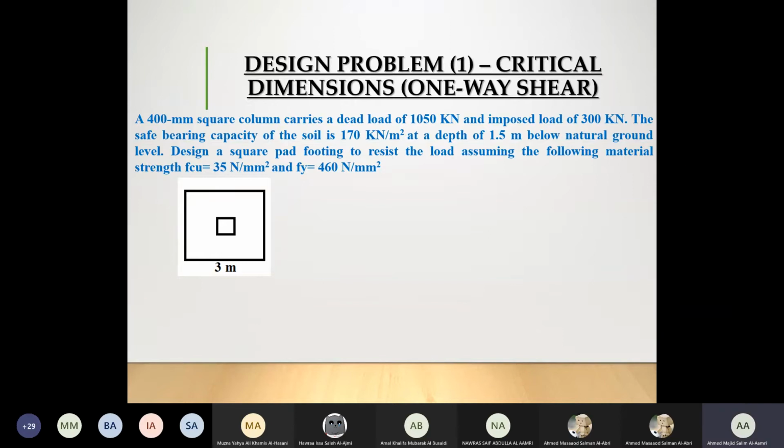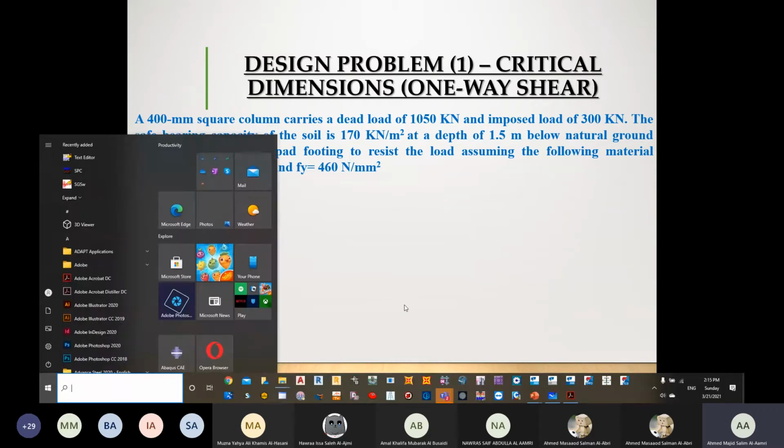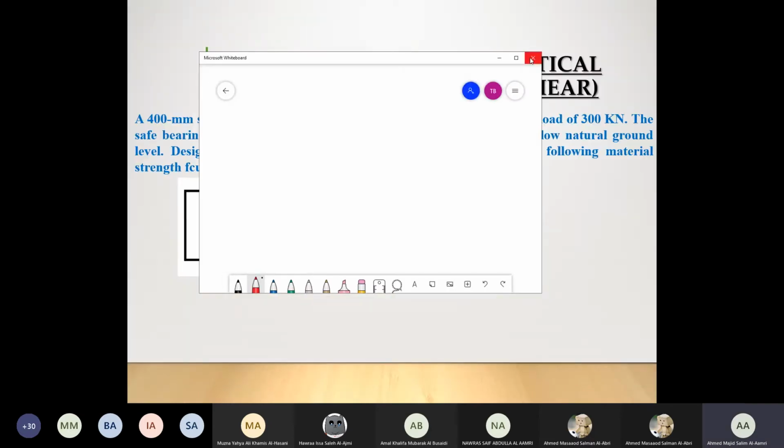Okay, so if you remember from the previous classes, we have said that one-way shear is going to be acting after a distance of D from one side. So I need to calculate this particular portion. Now to keep it a bit clearer for you, this is my foundation.